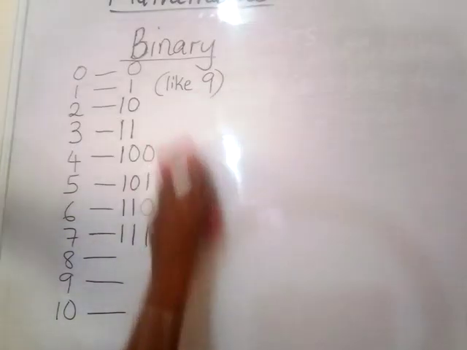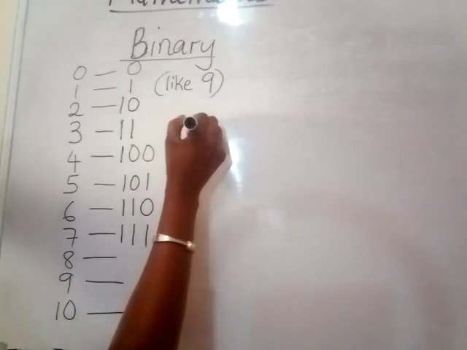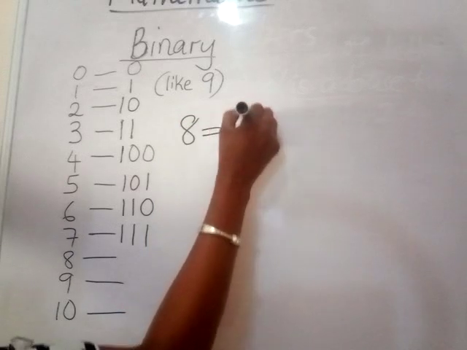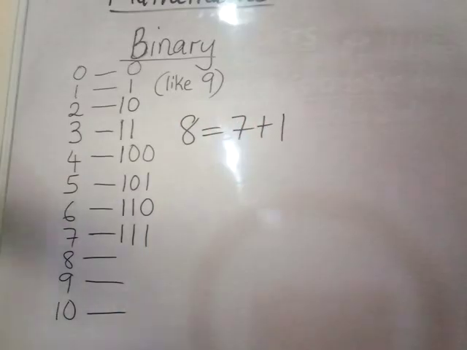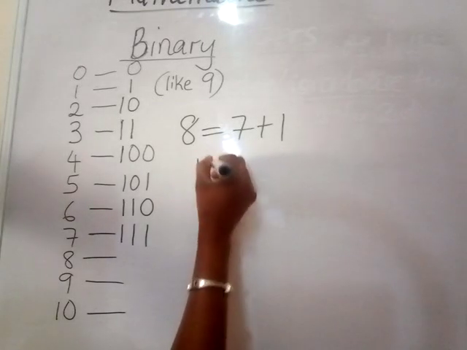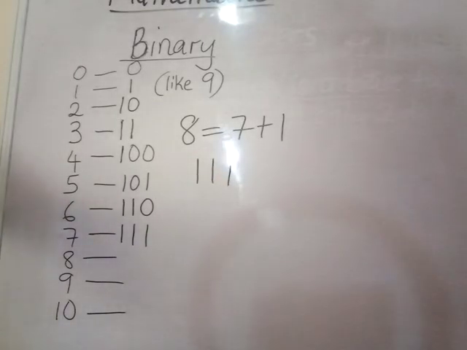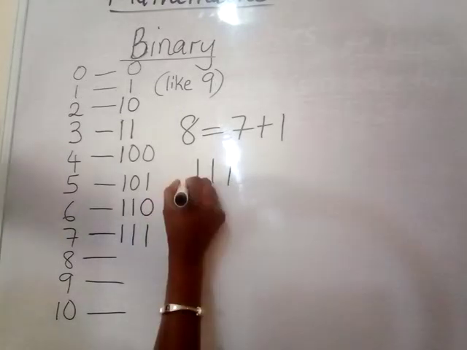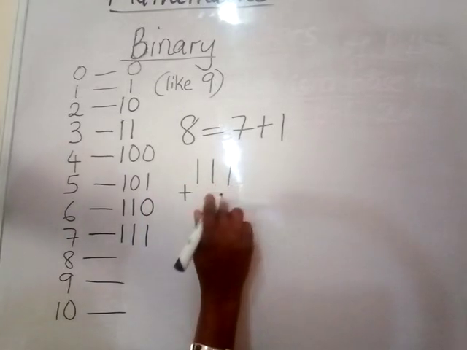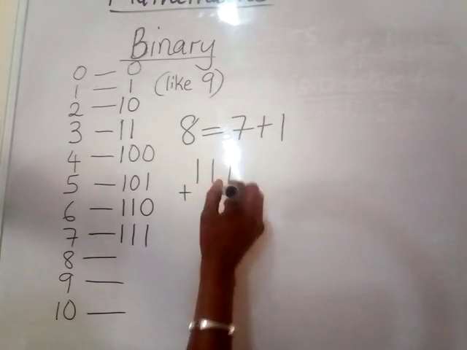So the next number we look at now is the number 8. And 8 ordinarily is 7 plus 1. Okay? So what is 7? 7 is 1 1 1. So plus 1. We're looking for 8, remember? So we add 1.